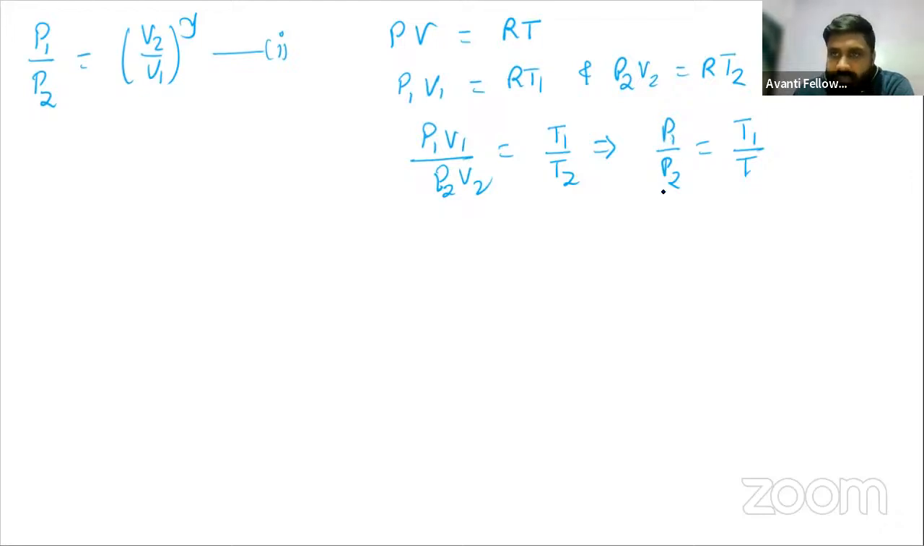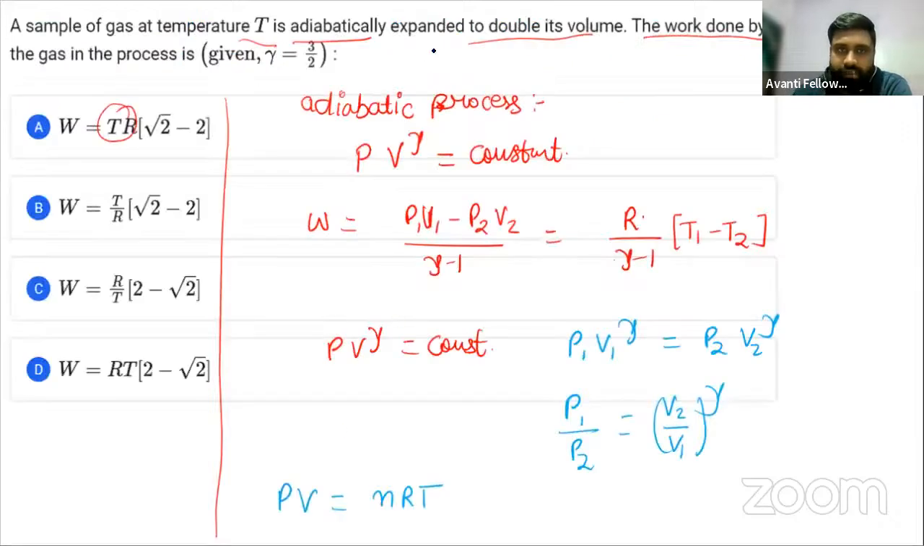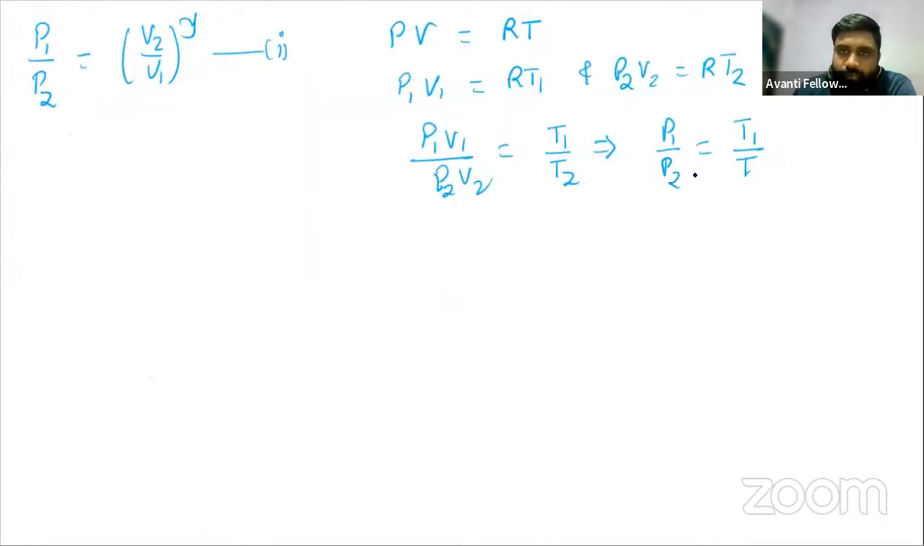So we will replace the pressure, because nothing is given in the question about the pressure. Only the volume is said to become double. So P1 by P2 is equal to (T1 by T2) times (V2 by V1). We put this value in equation number 1. In replacement of P1 by P2, we have to write (T1 by T2)(V2 by V1).